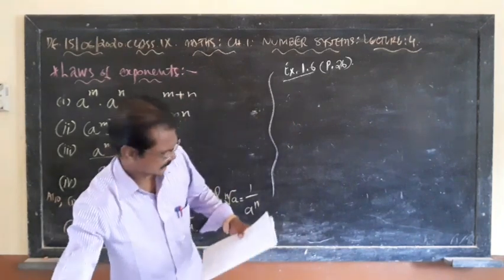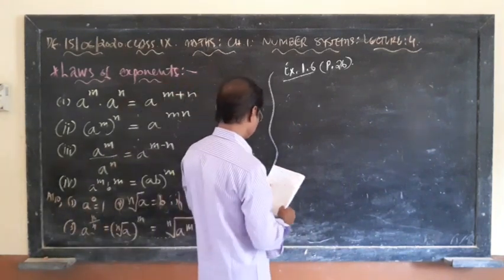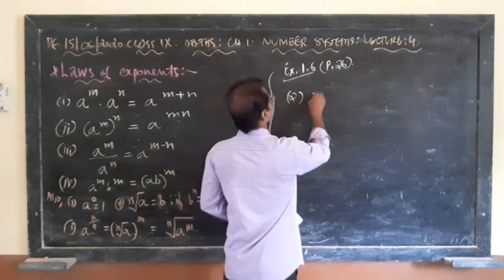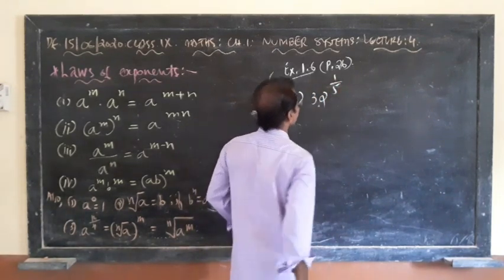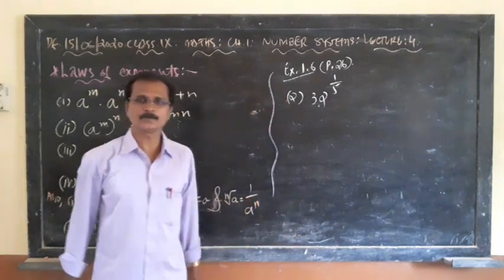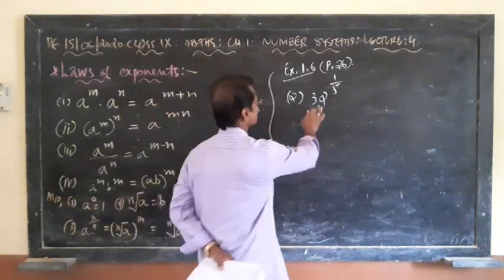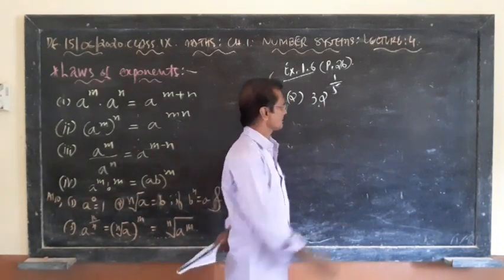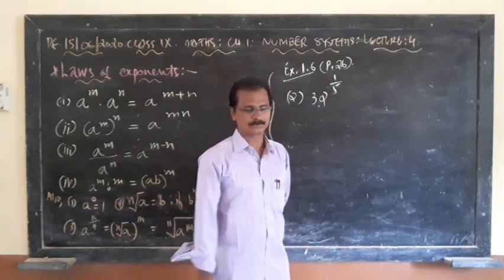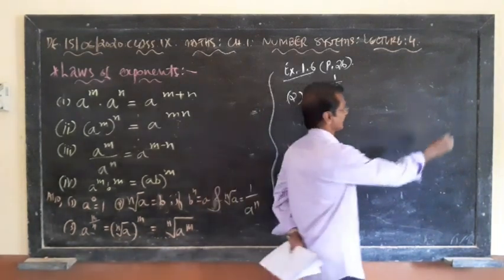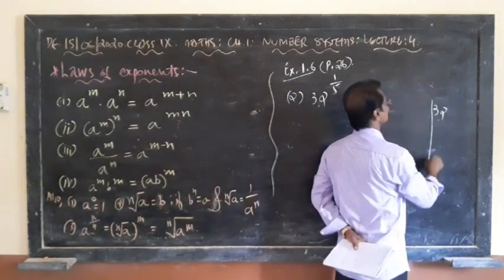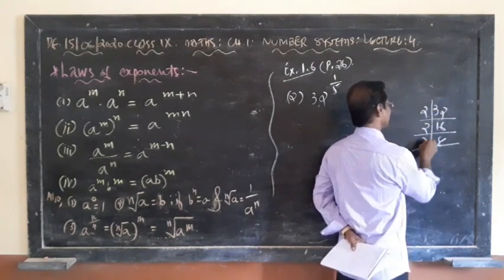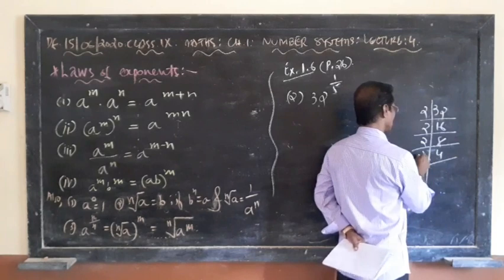The second question, question number 2, is 32 raised to 1 by 5. Here it is 1 by 5. So you can find the factors of 32. 32, 2, 16, 2, 8, 2, 4, 2, 2.